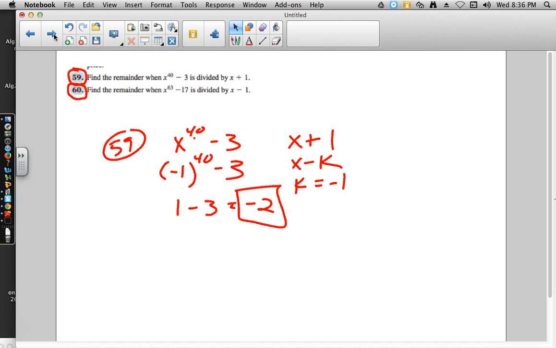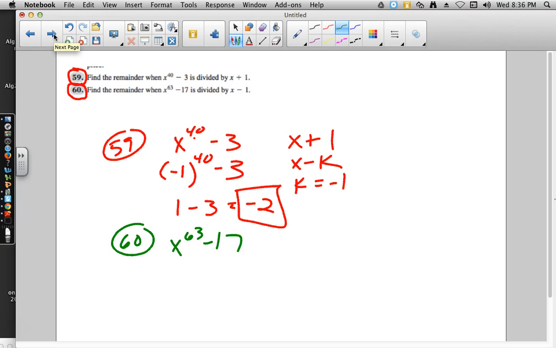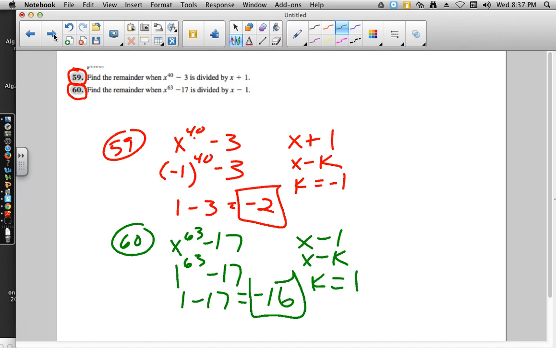So again, we just think logically here. How am I going to make this work? So 60, this one, x to the 63rd minus 17 when it's divided by x minus 1. Well, that means k is positive 1. So 1 to the 63rd minus 17 is 1 minus 17, which is just negative 16. So by all means, don't do those two synthetically. All right, you need to think, hey, if I'm working on something for 5 minutes that looks like it's supposed to be pretty basic, I have gone about this the wrong way.